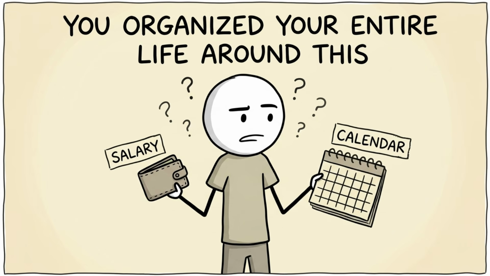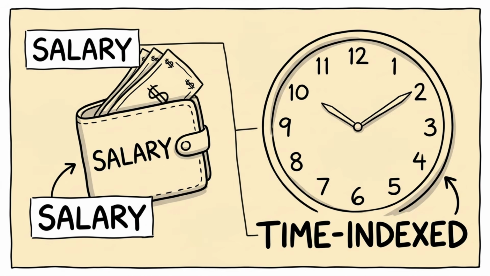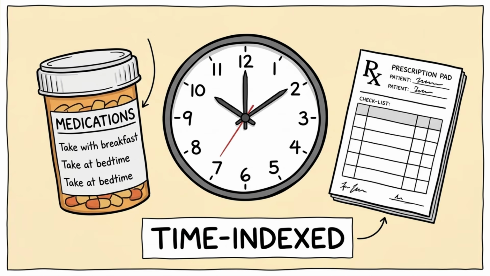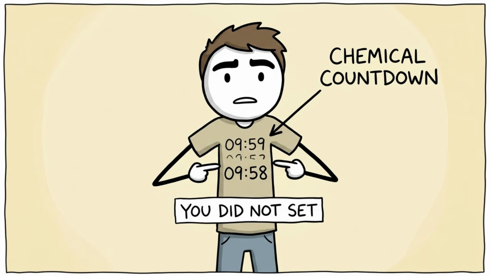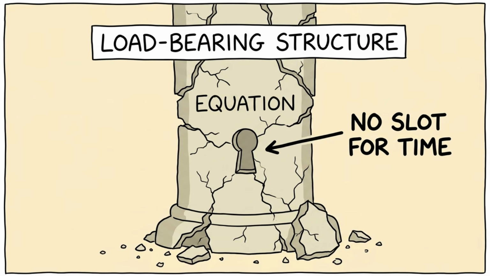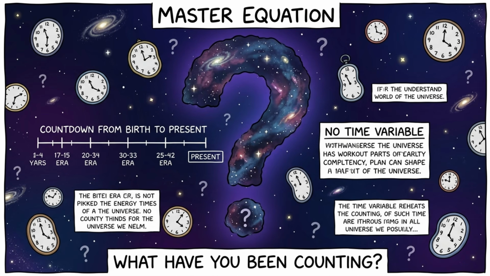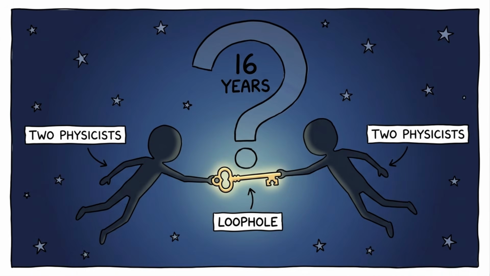You have organized your entire life around a quantity that does not appear in the best candidate equation for the universe as a whole. Your salary is time-indexed. Your medications are time-indexed. Your body is running a chemical countdown you did not set. The single most load-bearing structure in your day is the one the equation has no slot for. If the master equation of the universe contains no time variable, what exactly have you been counting since the day you were born? That question sat unanswered for 16 years, until 2 physicists found the loophole.